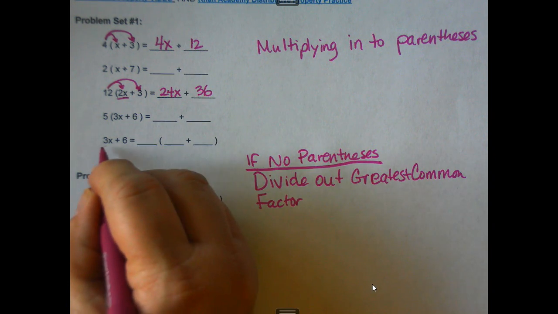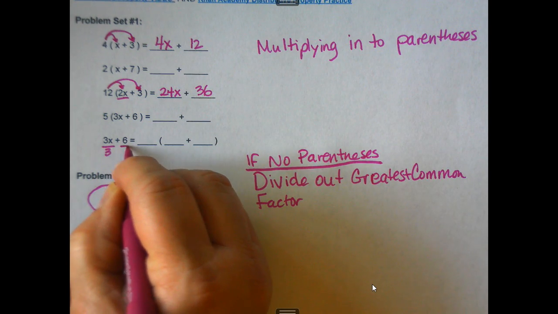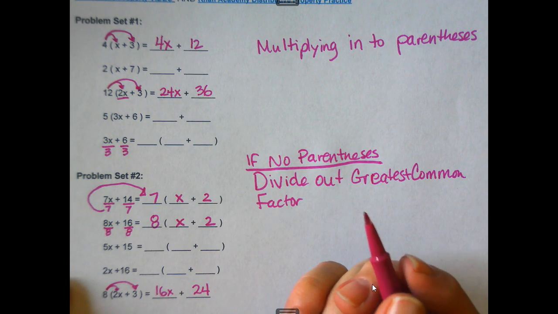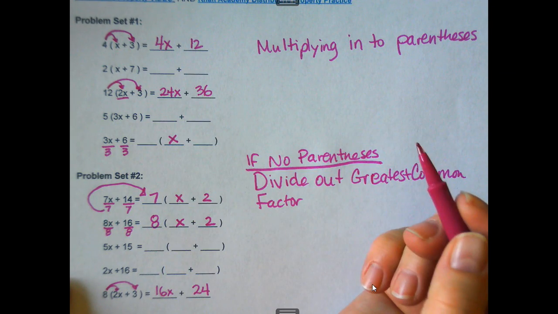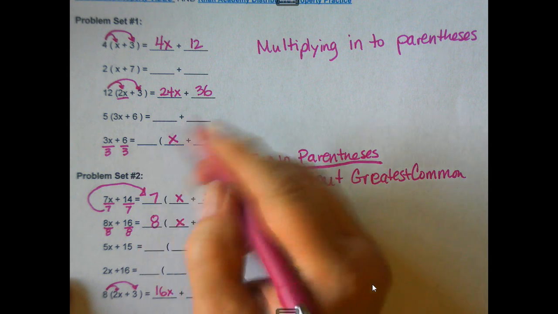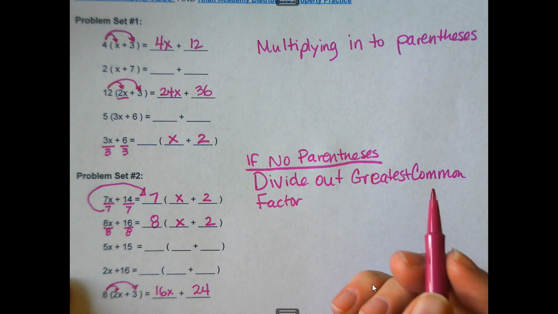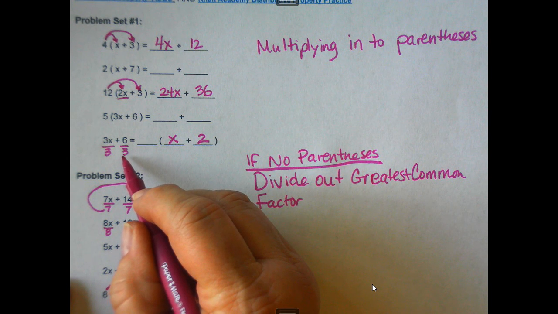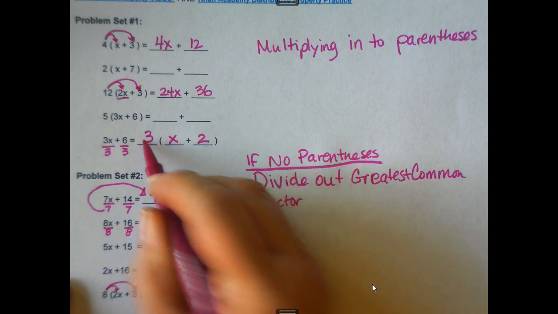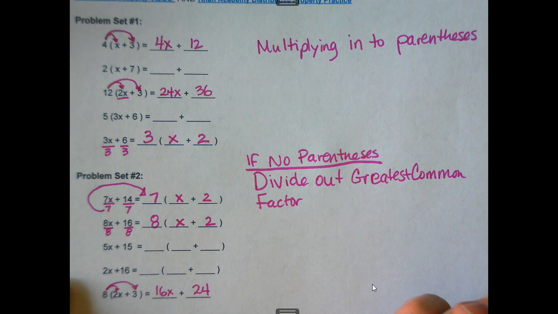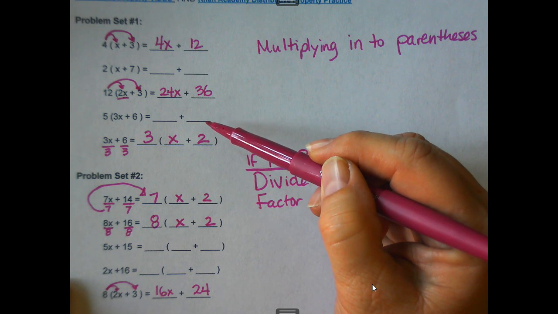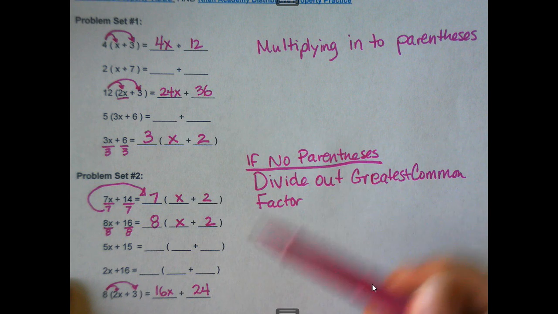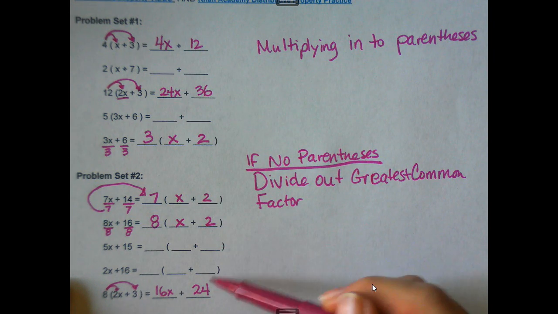All right, so my greatest common factor here is 3. So I'm going to make two little division problems here. 3x divided by 3 gives me x. 6 divided by 3 gives me 2. And this number 3 that I divided out can't be lost. It has to go in front of the parentheses. And this gives you 2 problems to practice multiplying into the parentheses and 2 problems for you to practice dividing out.